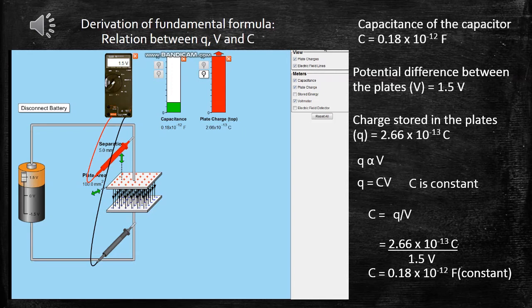Let us substitute the values of Q and V in the formula. Q is equal to CV. Therefrom you will get the expression C is equal to Q by V. In this simulation, the potential difference given is 1.5 volt. The respective charge value is 2.66 into 10 to the power of minus 13 coulomb. After substitution and finding the answer, you will get the C value as 0.18 into 10 to the power of minus 12 farad. This value will always be constant.